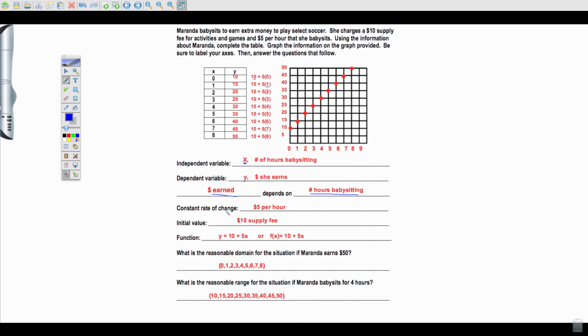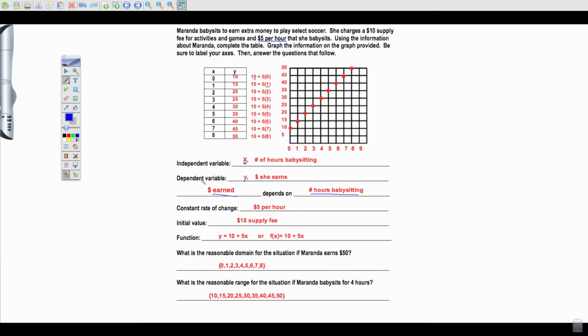All right. The constant rate of change. So it's basically saying how much is it changing, and it's constant. So it's going to be the same amount changed each time. Well, in this problem, she charges $5 per hour. So the constant rate of change is $5 per hour.